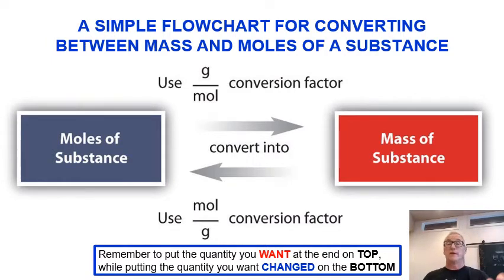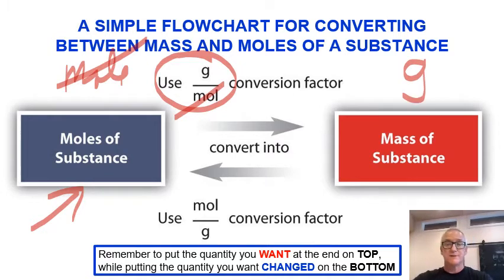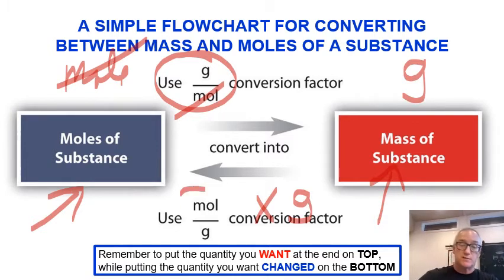So we use the grams to moles converting factor. When we have moles, we're given moles, but we're asked for grams. So in that case, I have moles. I eliminate moles, I'm left with grams. In the other instance, I've given grams. So I have grams. I'm going to be multiplying by moles over grams. I cancel grams and I'm left with moles.